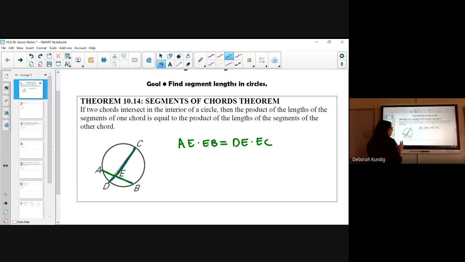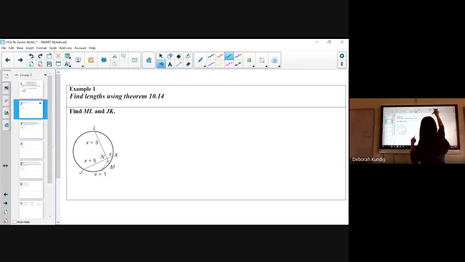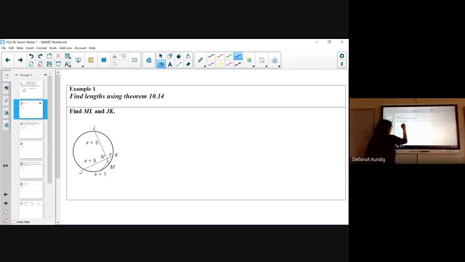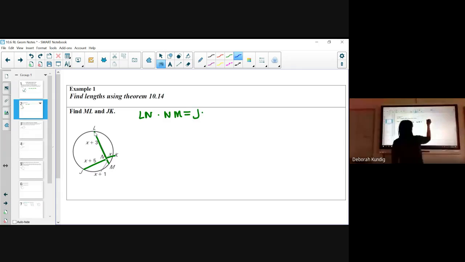It's a little bit different. Last time you saw this, we did it with the arc and the vertical angles arc, and we found that angle measure inside. Now we're not dealing with the arcs or the angles. It's just those segment lengths. So in this first one, I have this piece times this piece is going to be equal to this piece times this piece. So that's LN times NM is going to be equal to JN times NK.